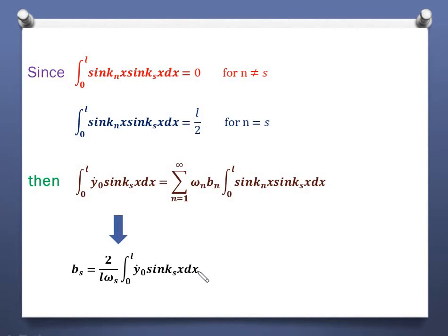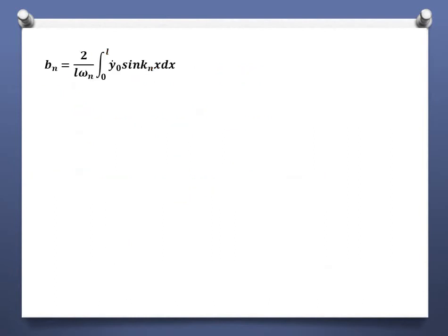Now s is a dummy index, we can use any character for it, so we are using n, so it becomes bn equals 2 by L omega n and this integral. Now in order to solve this, we need to substitute y dot. We know that y dot is 0 everywhere except for the element dA. So we can change the limit of this integral to a plus dA, because everywhere is 0 except in this limit.